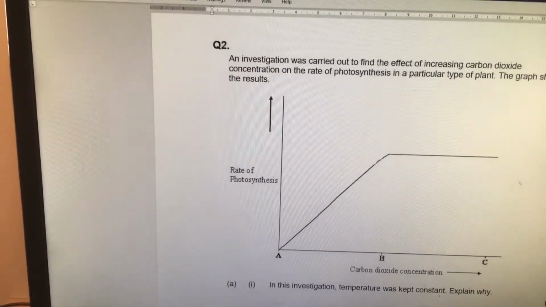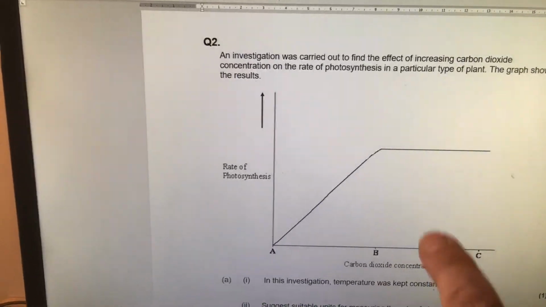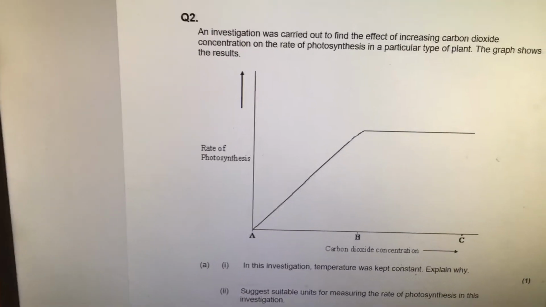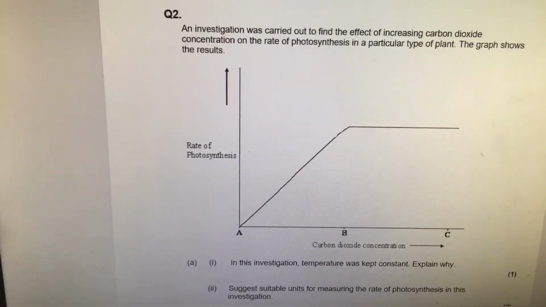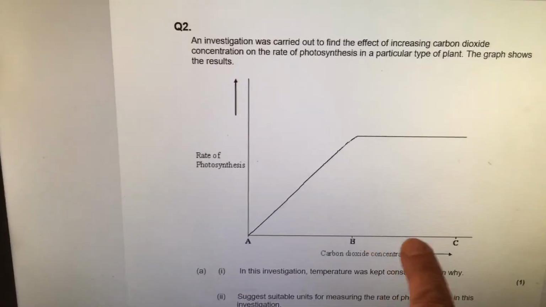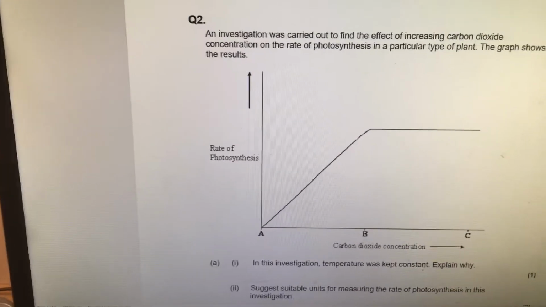All right. If you go from a concentration of B and increase it to a concentration of C, though, then increasing the concentration of carbon dioxide doesn't increase the rate of photosynthesis, and so at these carbon dioxide concentrations, carbon dioxide is not a limiting factor. Something else is.